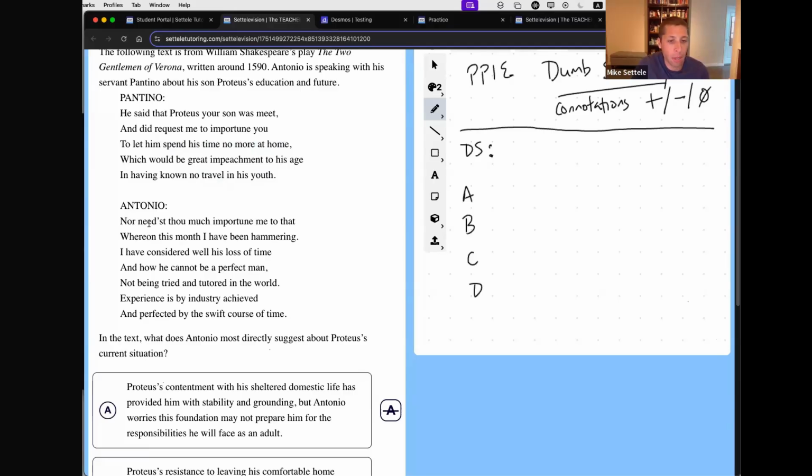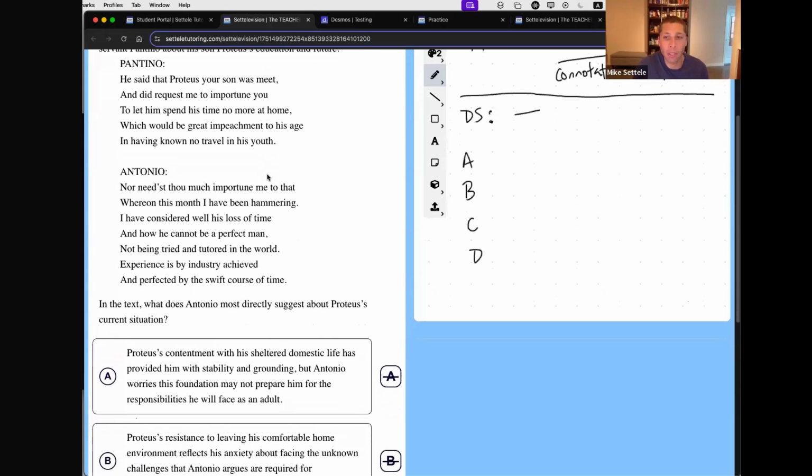Antonio: nor needest thou much importune me to that whereon this month I have been hammering. That is barely English. I have considered well his loss of time and how he cannot be a perfect man. Okay, I get that. Not being tried and tutored in the world, experiences by industry achieved and perfected by the swift course of time. So what is Antonio suggesting about Proteus's situation? It's bad. It's negative, right? It's not great.